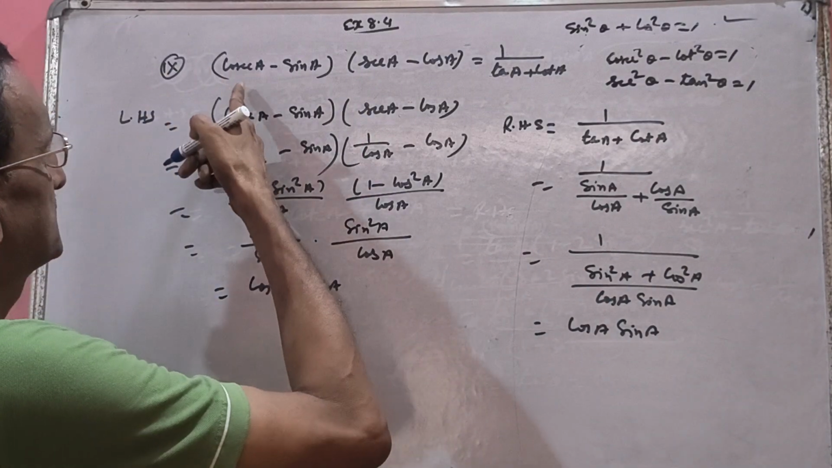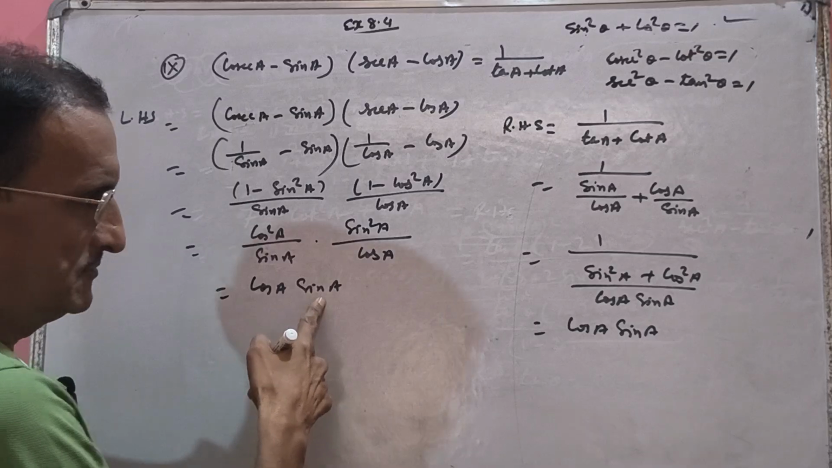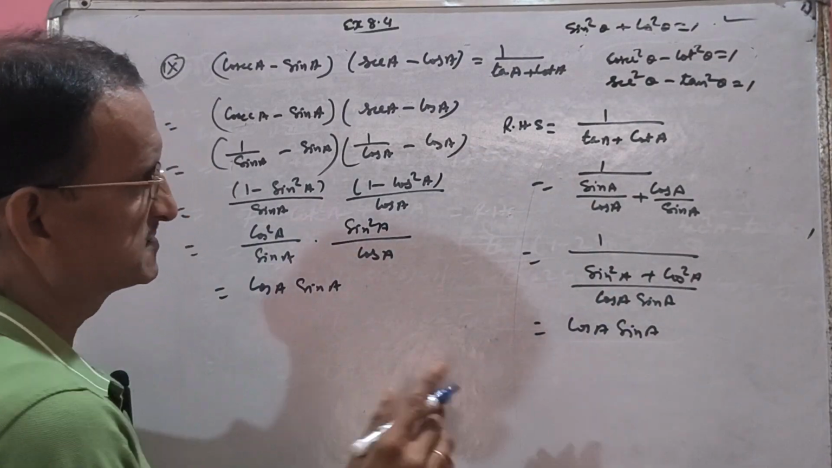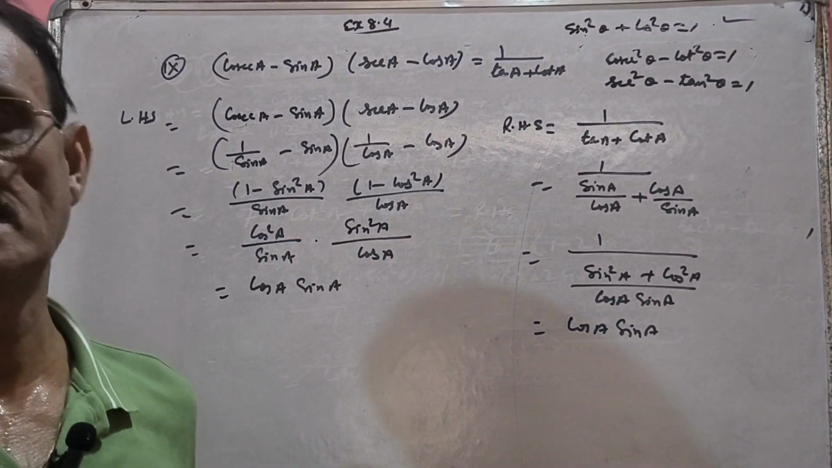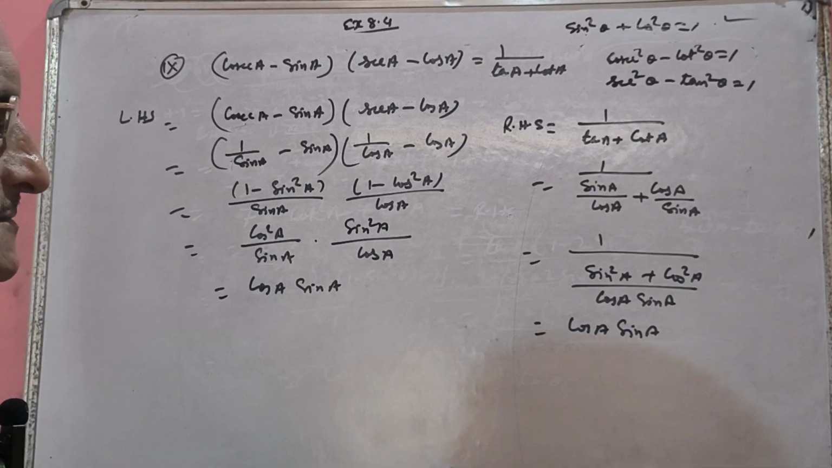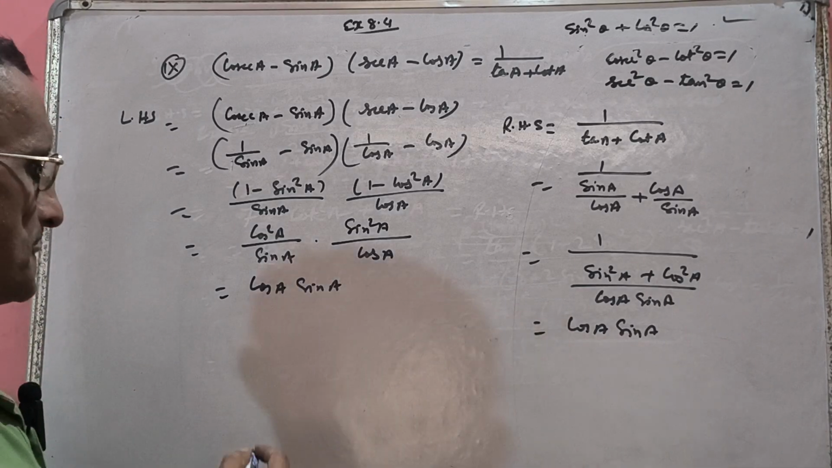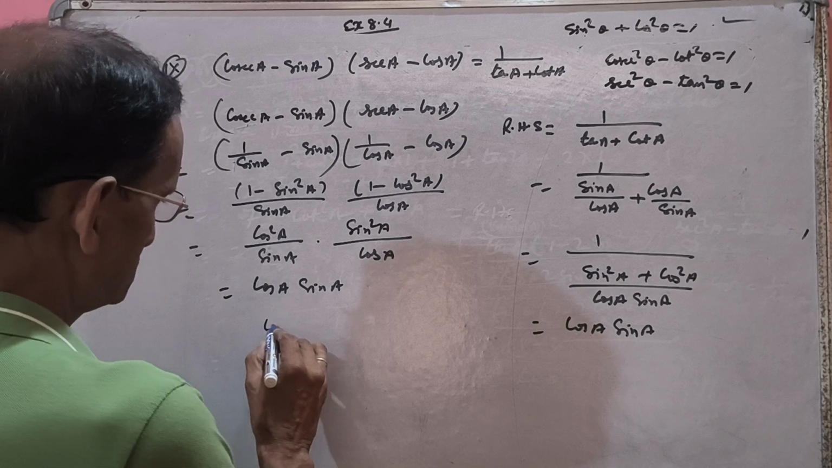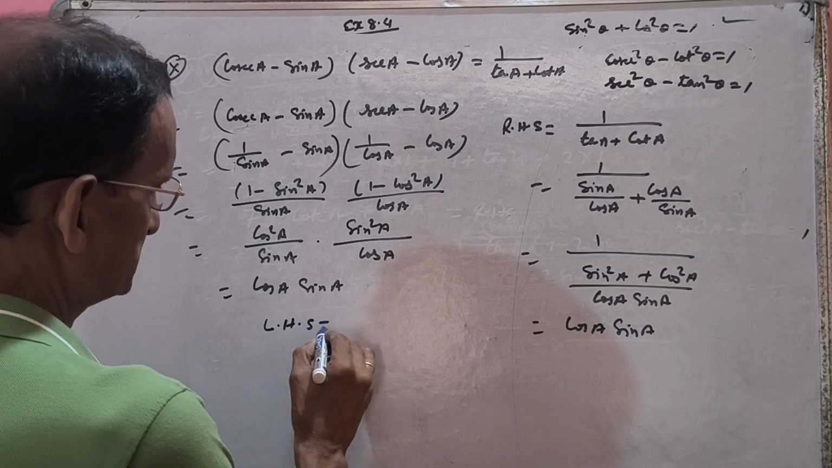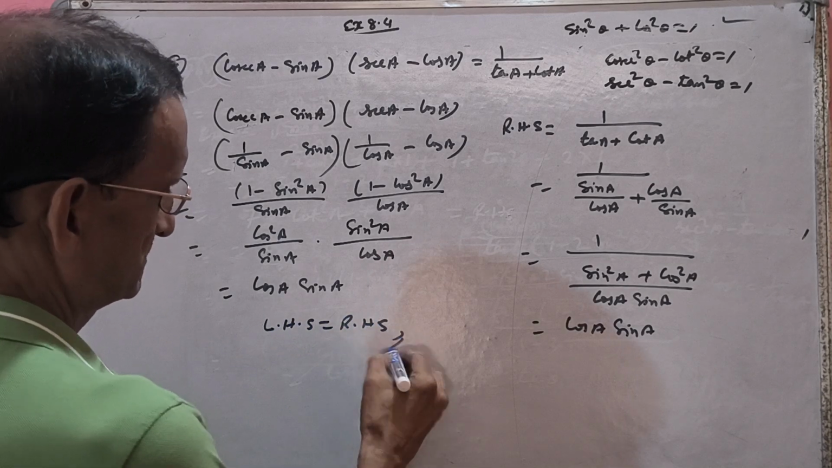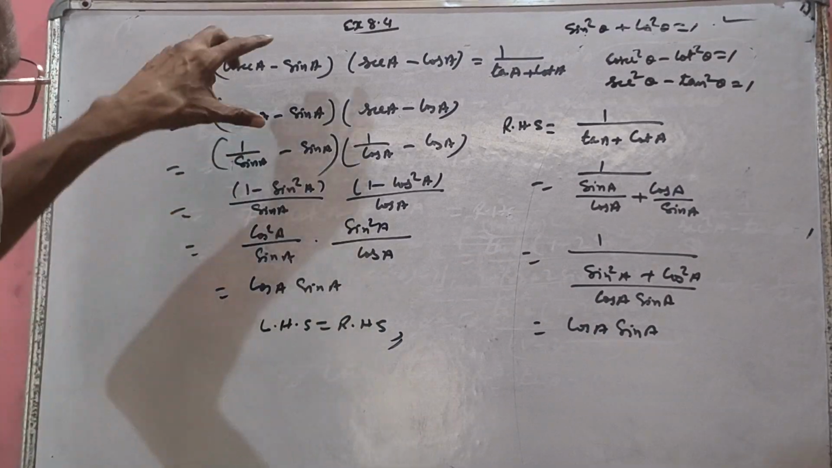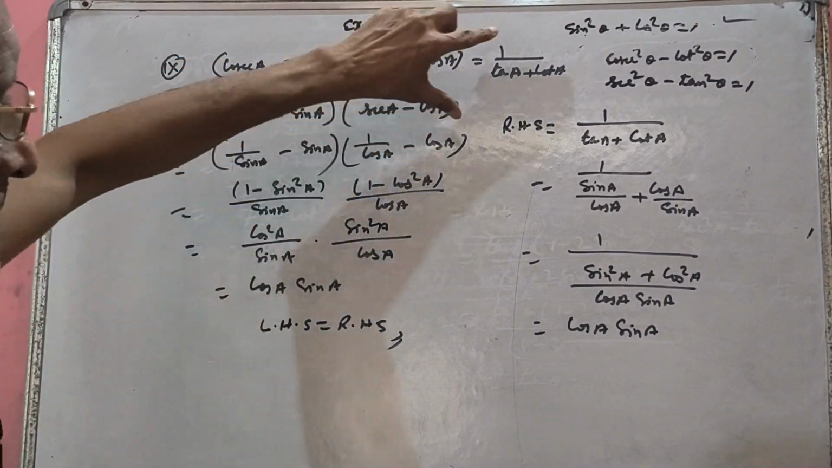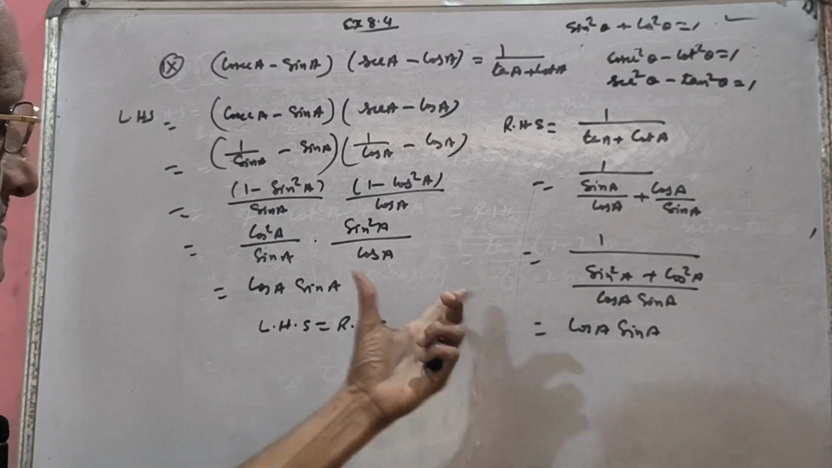So see, we have simplified the left hand side. We have got cos A into sin A. Right hand side we have also got. Sometimes if you do not get the right hand side directly, a hint is also given there. So in the last, you just need to write, therefore LHS equal to RHS. Okay, understood? This time we have simplified both left hand side and right hand side. We have got equal results, so they are equal.